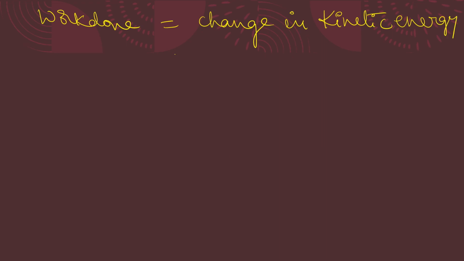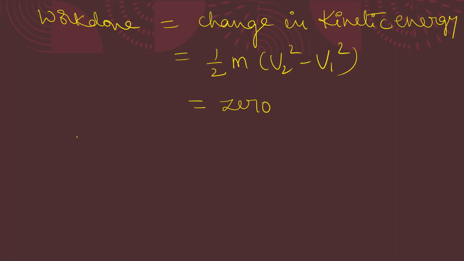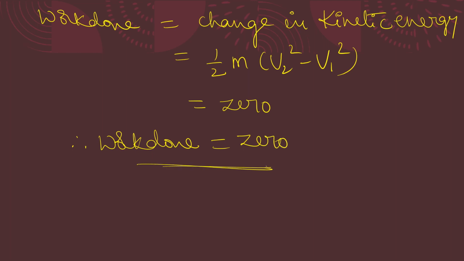So that is equal to half m (v2 square minus v1 square). Here v1 is minus 6 and v2 is 6, so 6 square minus 6 square, that is 0. So the answer is 0. If you substitute 6 square minus 6 square, that is 36 minus 36, 0. So therefore, work done is equal to 0. Okay. Next we'll go to the next question.